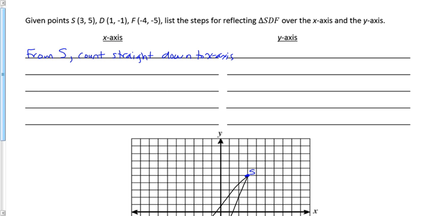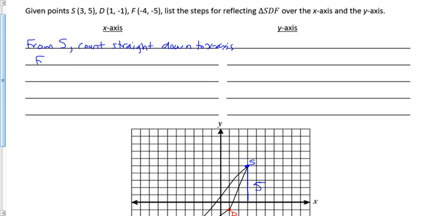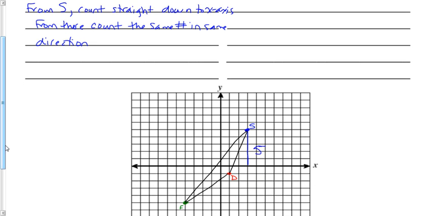I'm going to move my screen a little bit. So from S, because I'm reflecting around the x-axis, I'm going to count down. That is 1, 2, 3, 4, 5. So that is 5 units that I went down. From there, count the same number again in the same direction.